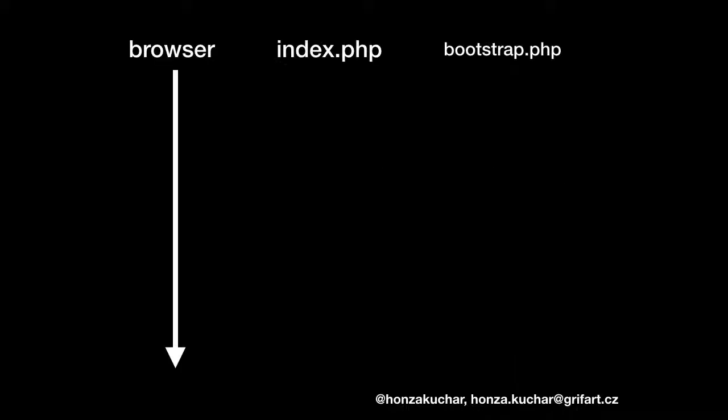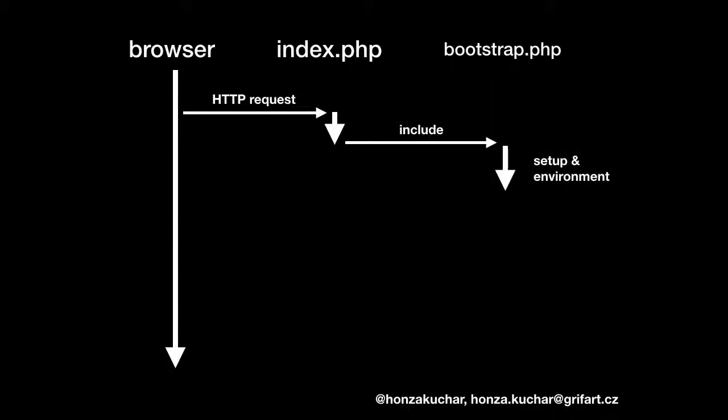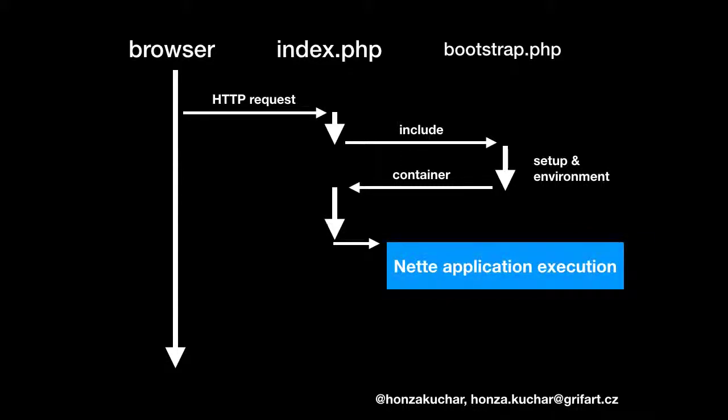Okay, so let's look at this graph of when the application starts. There is an HTTP request, which is triggered by the web server. Then PHP starts. It includes Bootstrap. It sets up the environment. Then it returns the container. Then a service called application is received from that container, the application executes, and then it returns an HTTP response. It's handled by the web server and returned to the user.